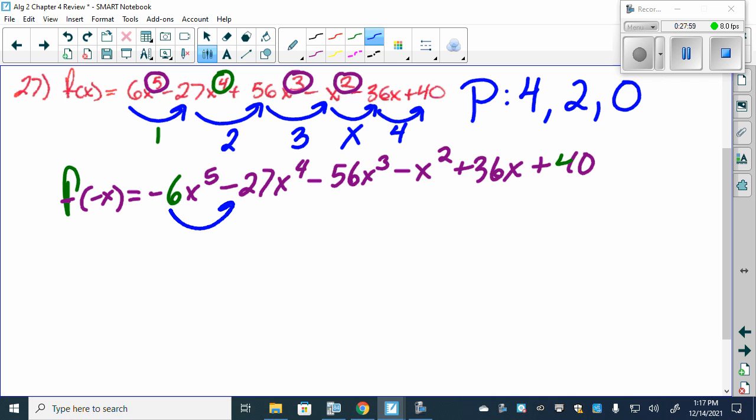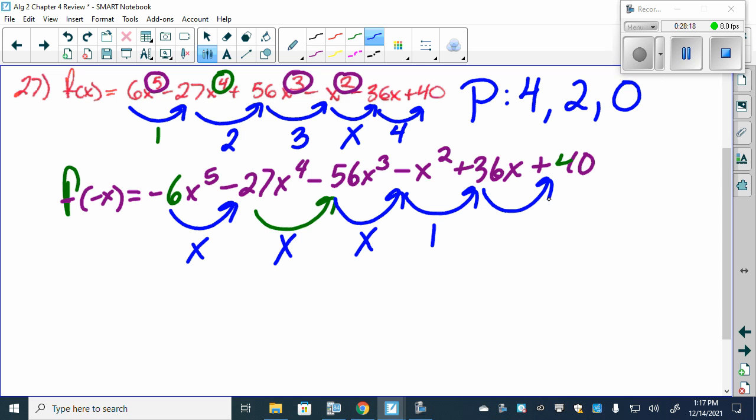So from our first term to our second term, we're going negative to negative. The sign does not change. Second to third, it's still negative to negative. Our third to fourth is still negative to negative. Our fourth to fifth term does go from negative to positive, so that is 1. And our last 2 terms go from positive to positive.